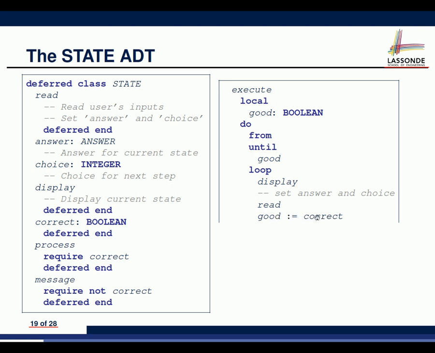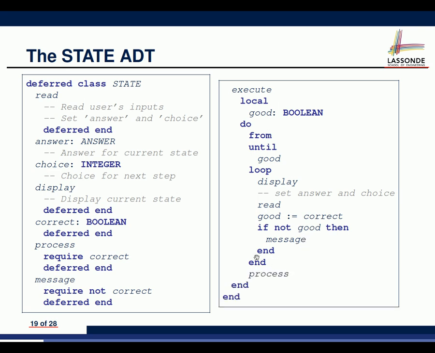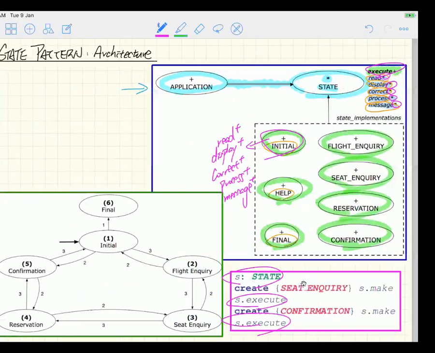And also we want to say whether the answer the user enters is good or not by following the validation process called correct. And if it is not a good answer from the user, we'll actually give some error message to the user. And then eventually, once we get a good input from the user, we can process the current states, right? Okay, now let me switch to iPad very quickly for you.